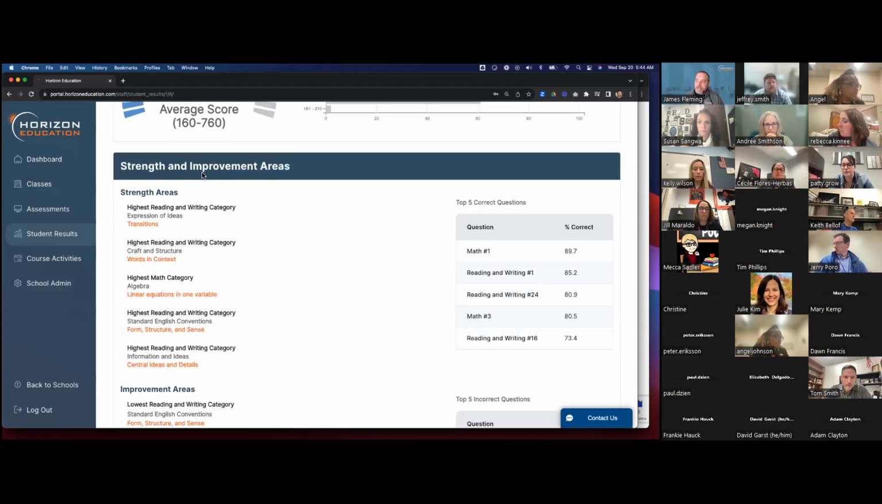Okay, the next section down is your strength and improvement areas. I'll be perfectly honest, I kind of find this to be a little bit superficial. We don't have a lot of actionable data that comes out of this section. So I'm going to skip past this for now, because I have a more detailed section I want to take you to in just a little bit that's going to cover all the same content.